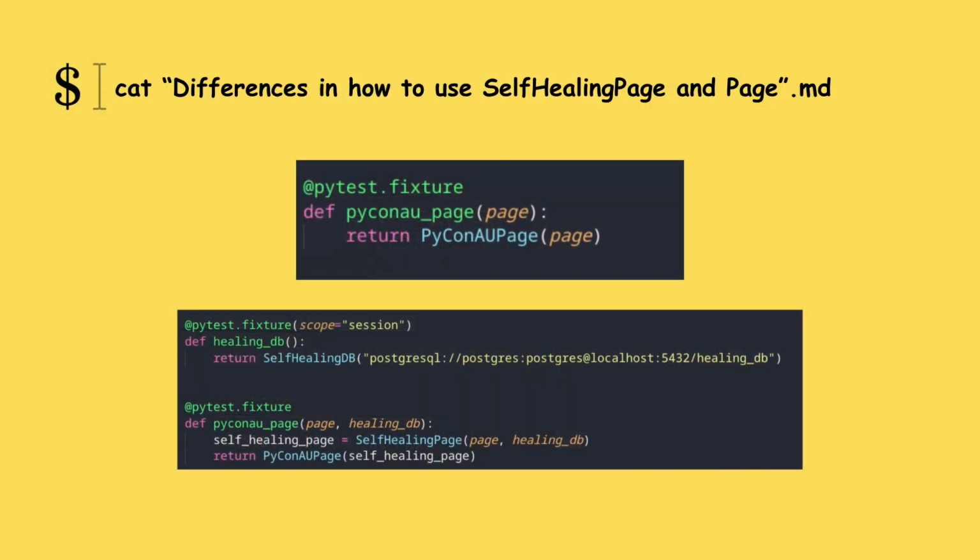Self-healing page will accept both page and the healing DB as arguments. After that, we just pass the self-healing page object to PyCon AU page, and the fixture is ready to be used. So all the tests using the fixture PyCon AU page won't need to change. The only changes were in how to set up the fixture, and all methods used are compatible with both pages.